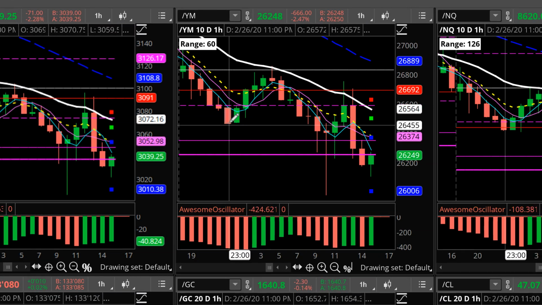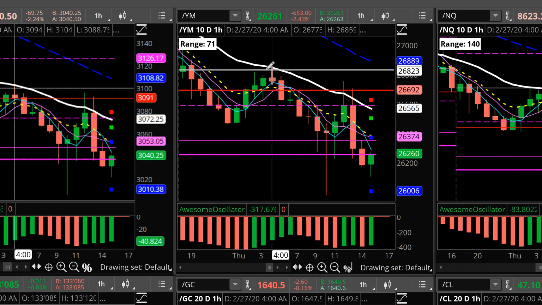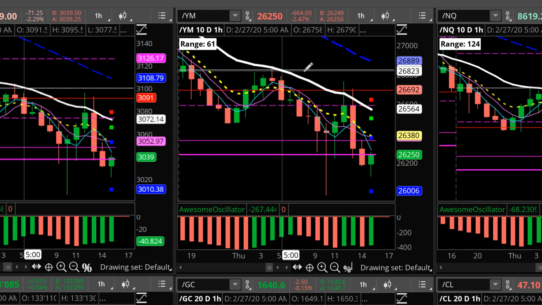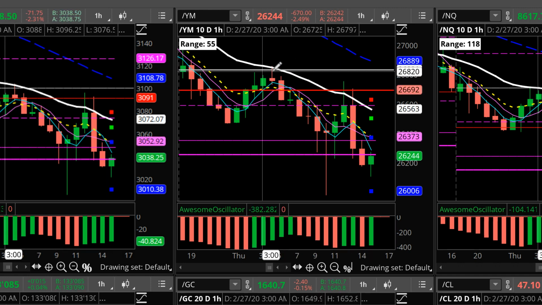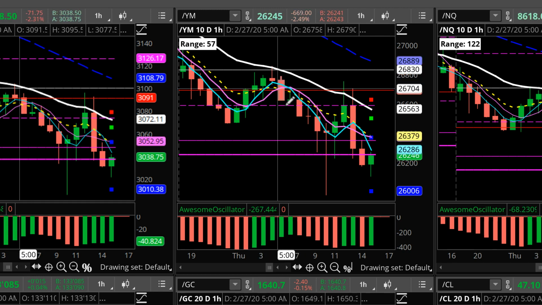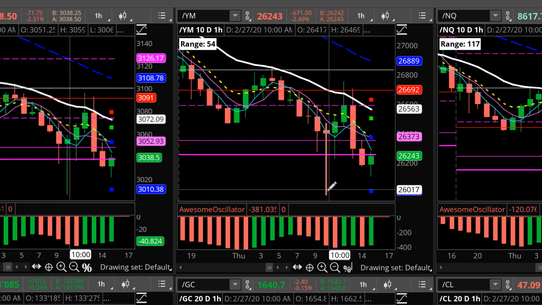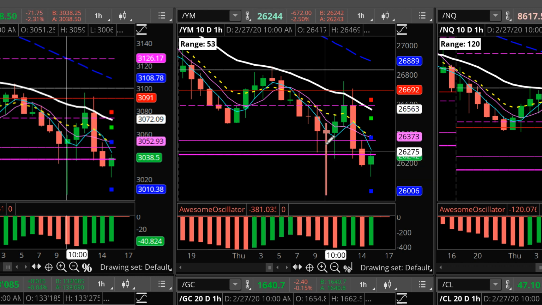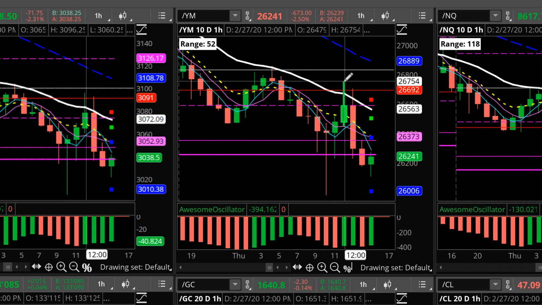You can see here buying pressure here. That was the overnight session. Selling as it got to break even, just barely got to break even, a little bit positive. That gray line right there, that's the break even line, yesterday's close. And then the selling resumed as soon as the markets opened. And then we had this big rally here, and then again selling.